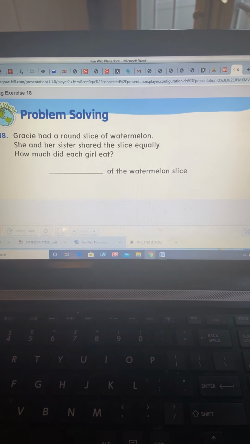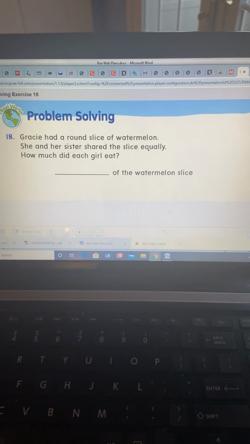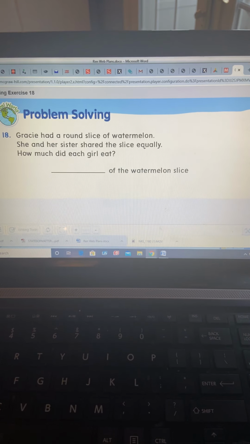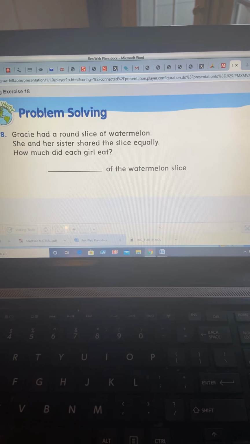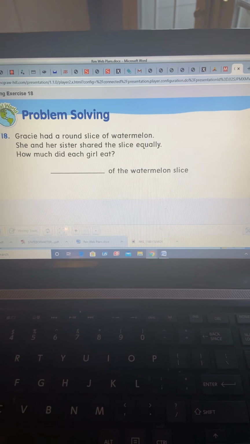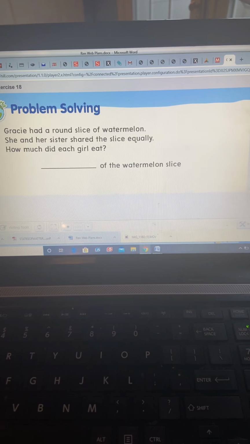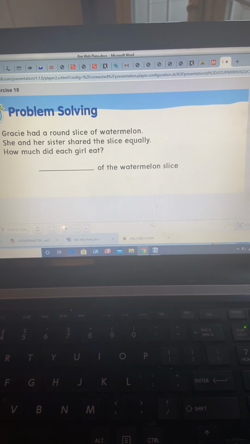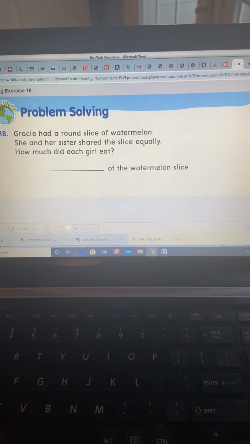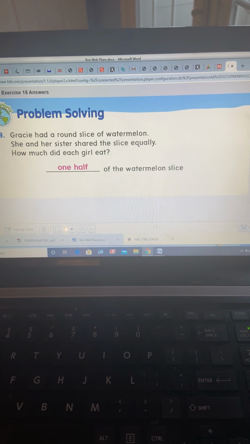Okay, this one's easy. I'll read it, I'll let you figure out the answer. Gracie had a round slice of watermelon. She and her sister shared the slice equally. How much did each girl eat? They each had 1 out of 2. So they each had 1/2.